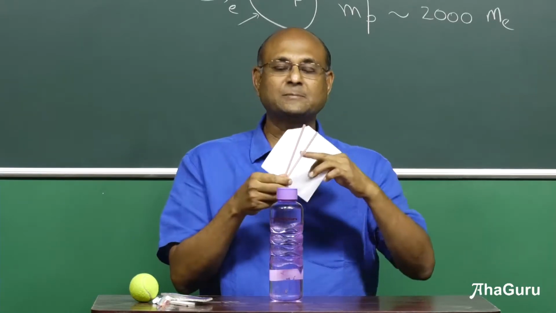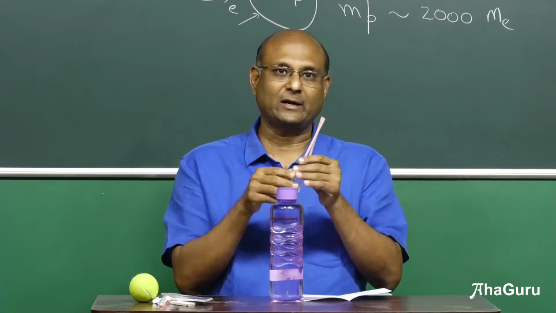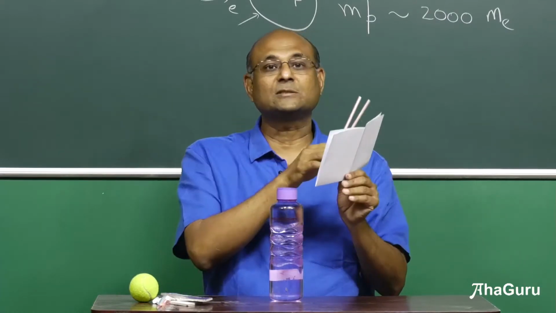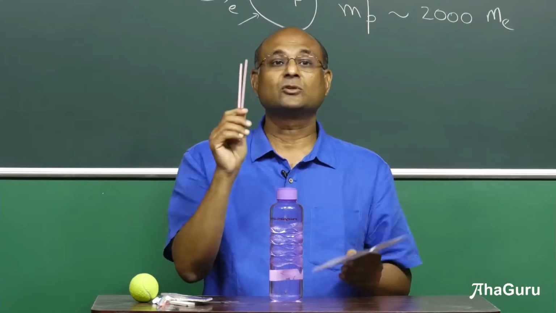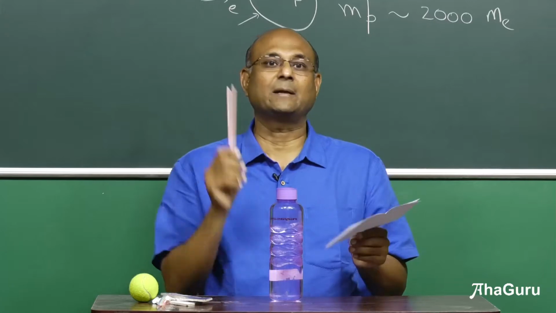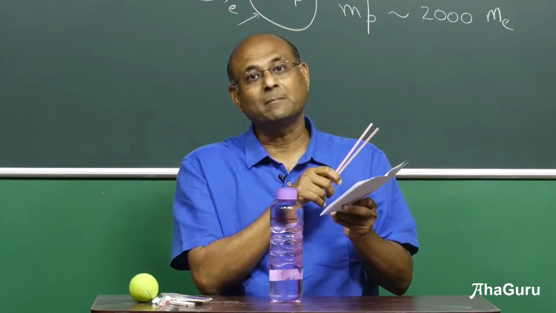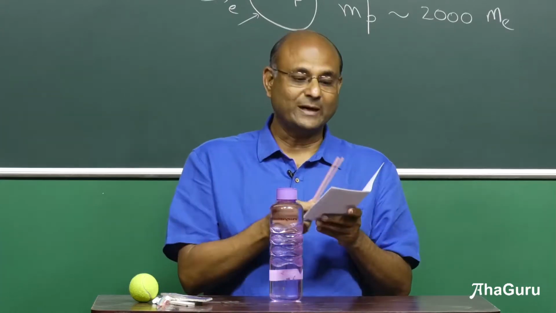It happens that this plastic material that the straw is made up of, the atoms like to pull electrons. So they are going to take electrons from the paper onto this. So the straw is going to become what? Negatively charged, right? Because electrons land up here. But then electrons left from here, right? So that means the paper is going to become positively charged. So let us do that and see what happens.